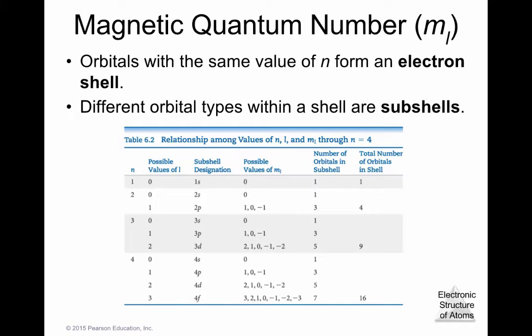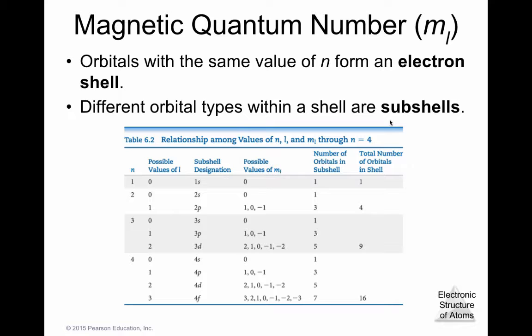Orbitals with the same value of n form an electron shell. So we're getting into some vocabulary here that you need to know. And this table is in your notes. It's also directly from your textbook. And these words that are on top here are actually on the bottom of the table there.